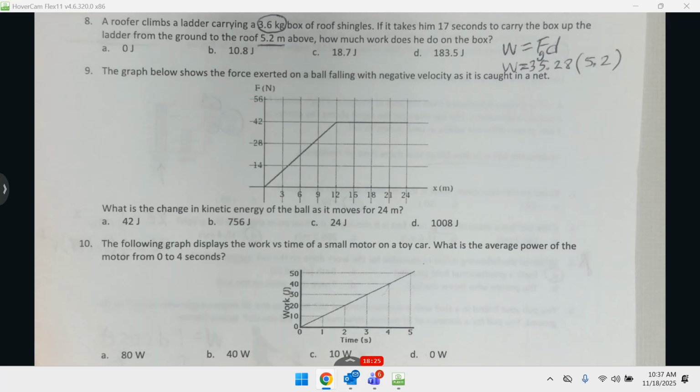I don't need the time. I know they gave me a time, but I don't need it. That's not part of this calculation. Time doesn't show up in the work equation. It does show up in the power equation. So if I had asked for power, the time would be relevant, but not for this.